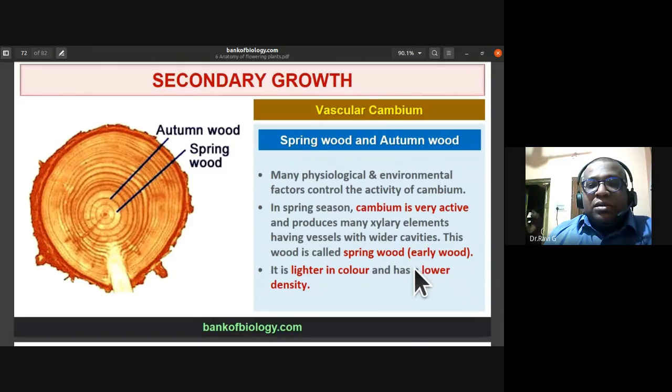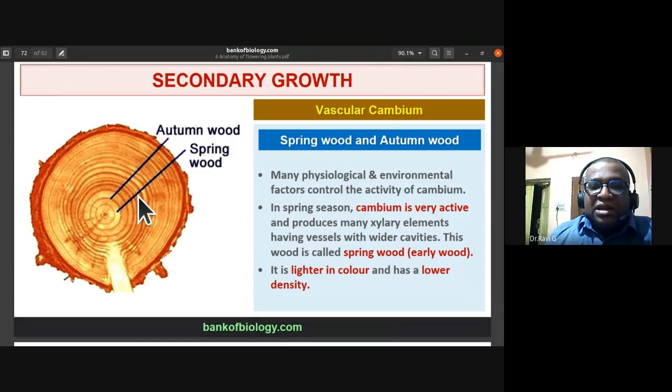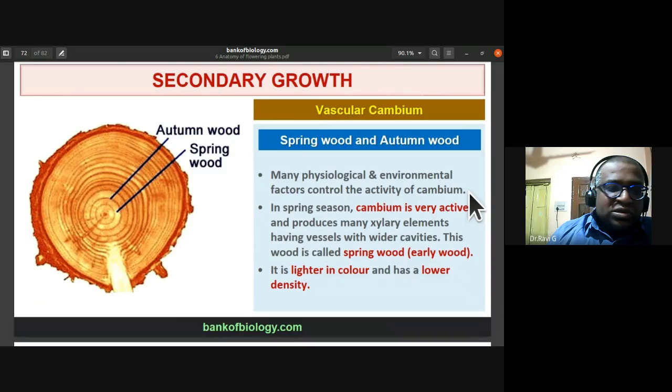Okay. So the vascular cambium, now springwood and autumnwood. See, many physiological and environmental factors control the activity of cambium. Physiological means hormone secretions or metabolic activity. Environmental factors are temperature, light availability, water availability, carbon dioxide. These are all environmental factors. So many physiological and environmental factors are going to control the activity of vascular cambium.